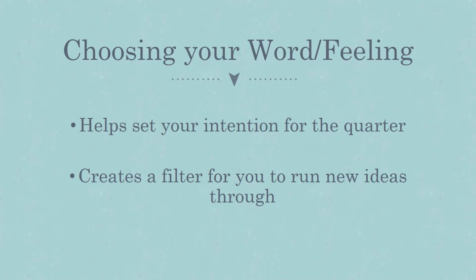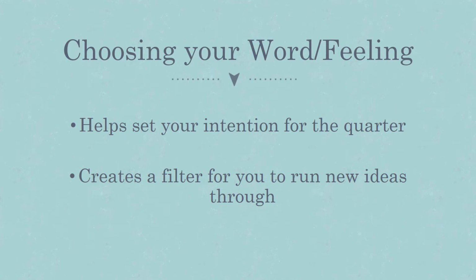Something that I also like to do in setting up my 90-day goals is choosing a word or a feeling that I want to associate with that. By doing this, it helps you set your intention for the quarter, as well as create a filter for you to run new ideas through. So again, that helps with shiny object syndrome.